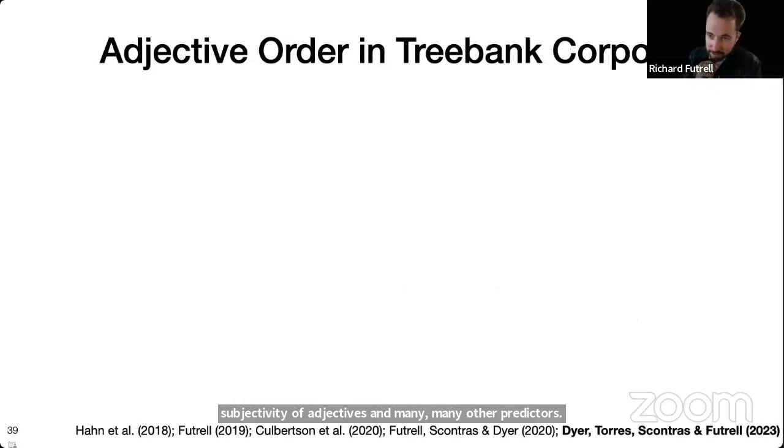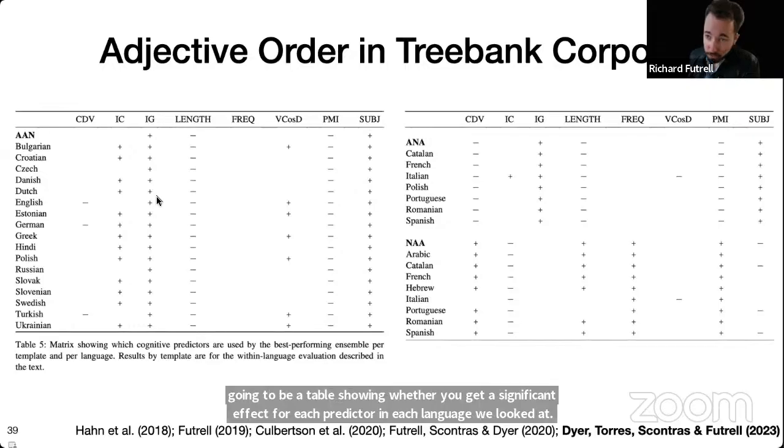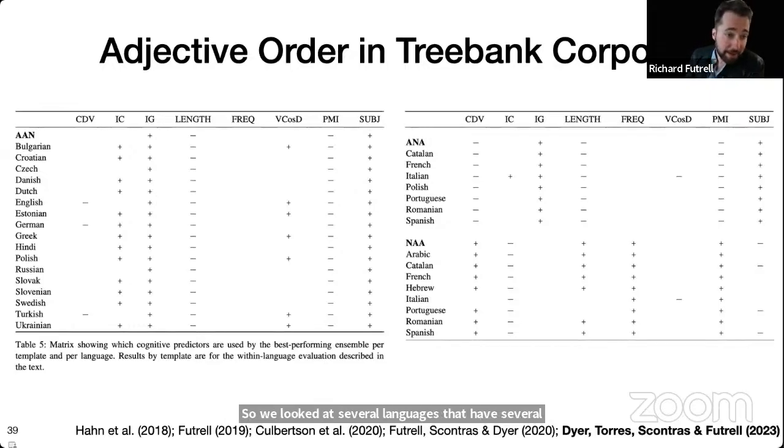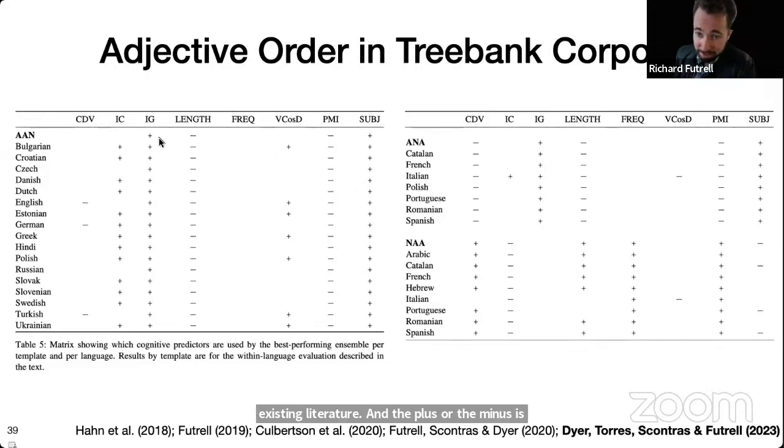Here's the results we get across languages. This is going to be a table showing whether you get a significant effect for each predictor in each language we looked at. So we looked at several languages that have several different word order types. And each column here is a proposed predictor of adjective order from the existing literature. And the plus or the minus is telling you if there's a significant effect. The plus is telling you that if this number is higher, then the adjective is going later, and a minus means if the number is higher, the adjective is going, sorry, I flipped that. I'll explain it when I go to the, sorry, it's a sign flip in my mind there.